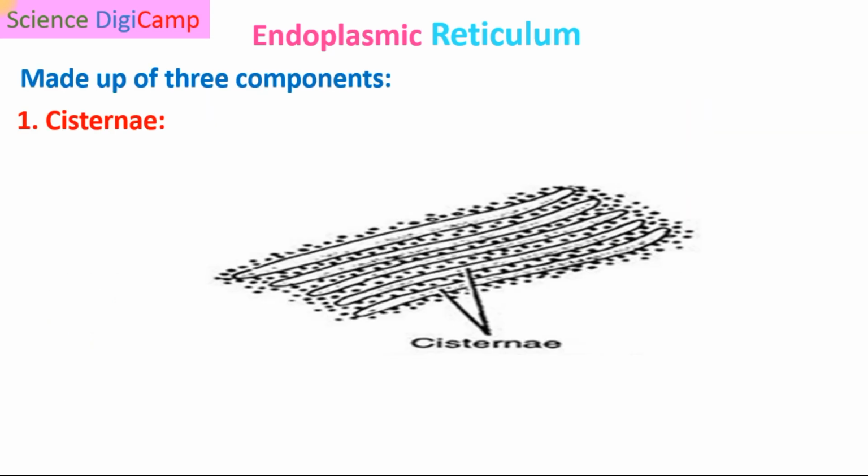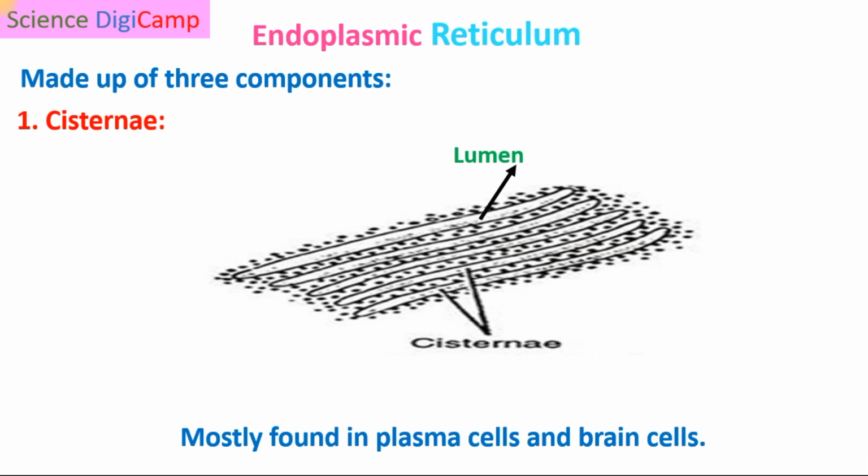Mainly ER appears in three forms. Mainly it is made up of three components. The first one is cisternae. You are seeing here, these are long and flattened, and they are parallelly arranged, and they do not have any branches, so they are unbranched structures. And this is a space enclosed by endoplasmic reticulum. This space is called lumen or cisternal space. It is filled up with fluid. Mostly cisternae form occurs in antibody producing plasma cells and also in brain cells.